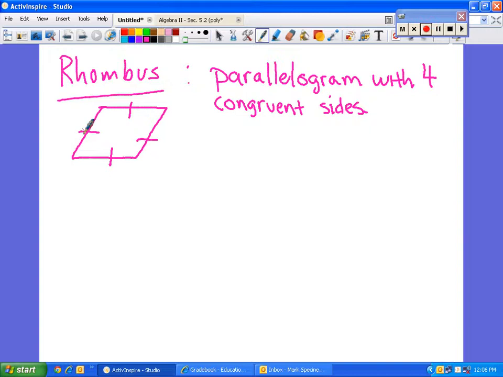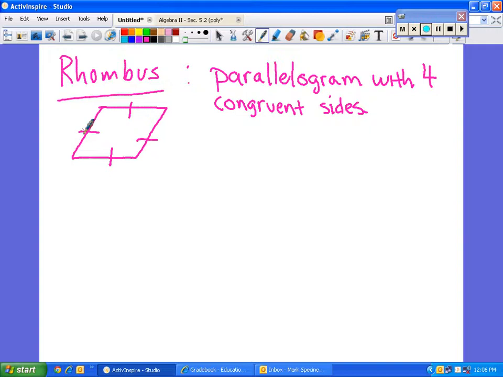What do we know about the diagonals? Not that they're congruent. The diagonals of a parallelogram do what? They bisect. So we have opposite angles congruent. Consecutive angles are what? Consecutive angles supplementary. Each pair of opposite sides is what?